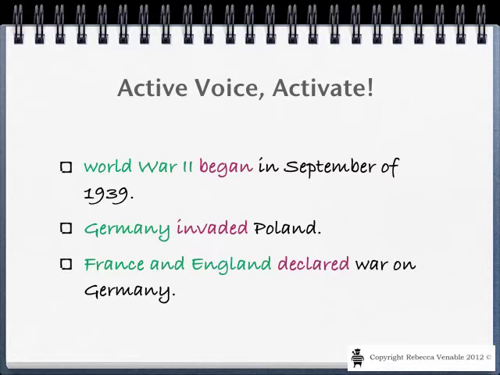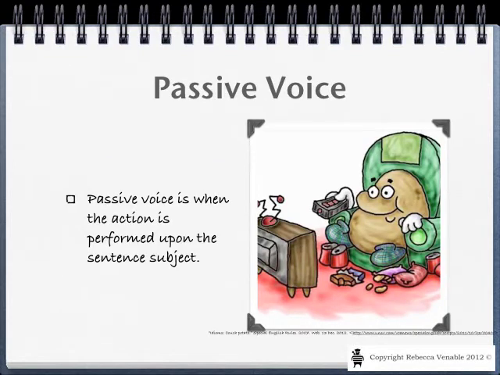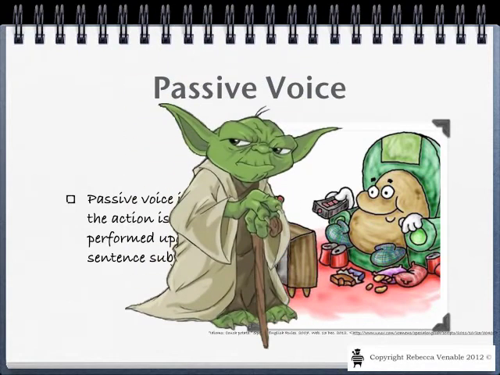Or how about this one? France and England declared war on Germany. Our subject is in green. Did France and England declare? Yes, they did. Therefore, this is an active voice sentence. Alternately, though, we have passive voice. And this is when the action is performed upon the sentence subject. So we get kind of this weird speech that makes you sound like Yoda.